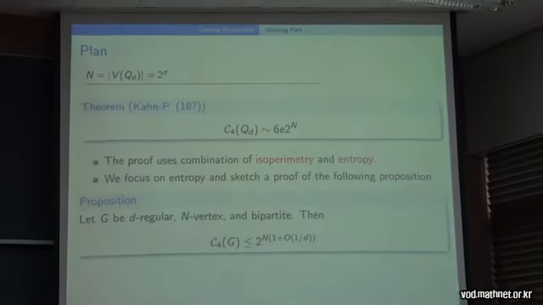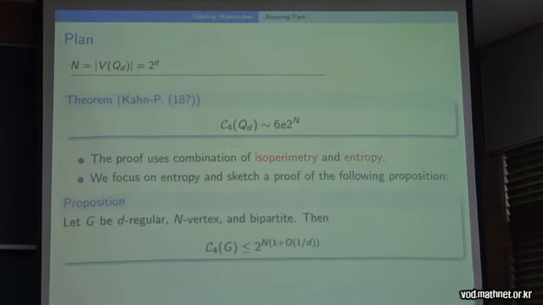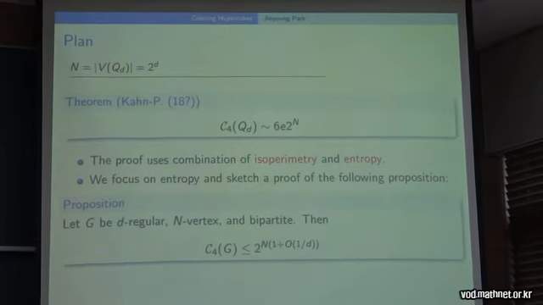Okay, so this is the theorem that we proved, and the proof uses a combination of isoperimetry and entropy. Isoperimetry was used for dealing with situation B, and entropy was used for A. In this talk, we're going to focus on entropy and sketch a proof of this weaker proposition, to show you how we use entropy to count the number of 4 colorings.